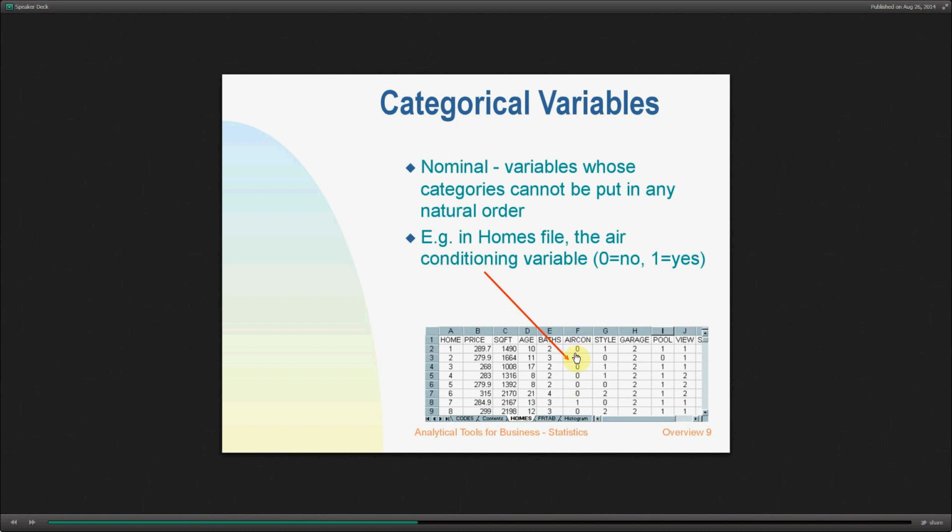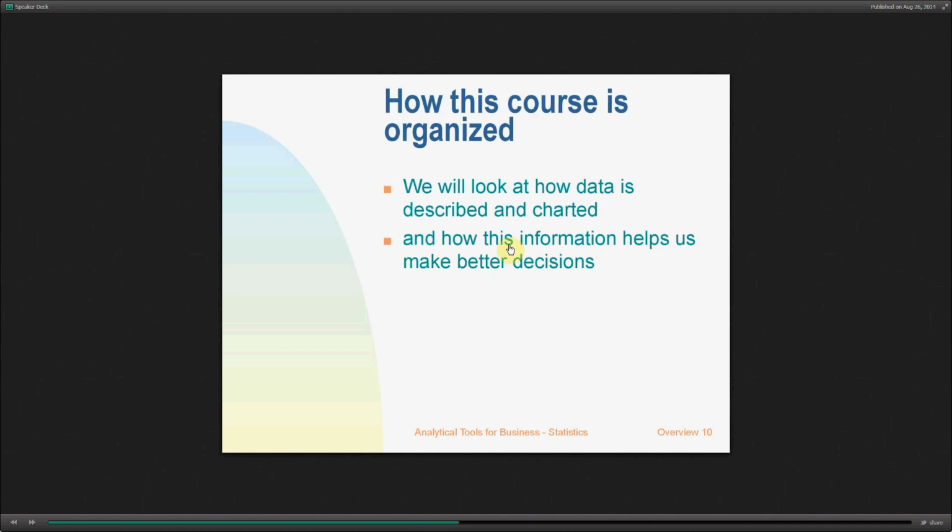So for every house, this meets the criteria. There's only two possibilities. Either it has an air conditioner or it doesn't. There's no other possibilities. And every house either has one or does not have one. And therefore, it meets the definition of a categorical variable. So in this course, we're going to look at data, typically in these tabular formats, and process them accordingly, depending on whether they are categorical or numerical.